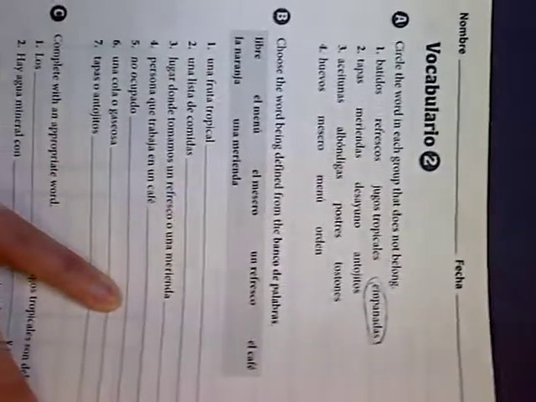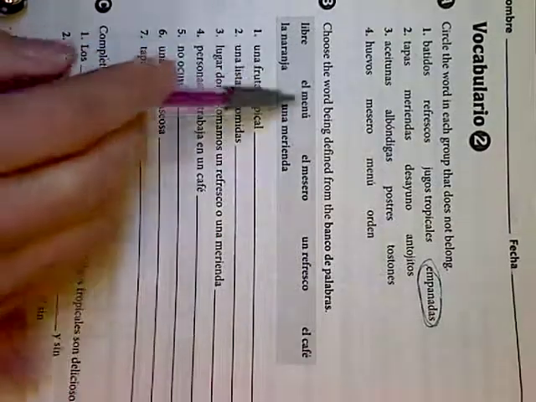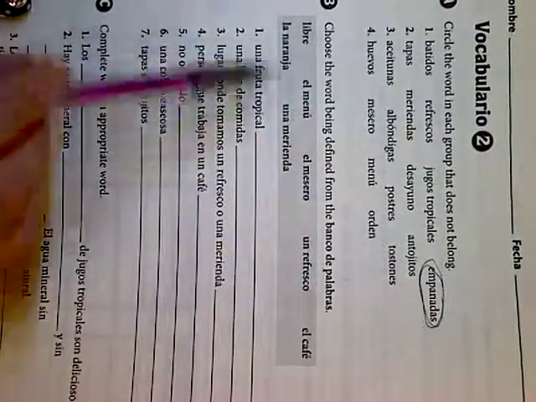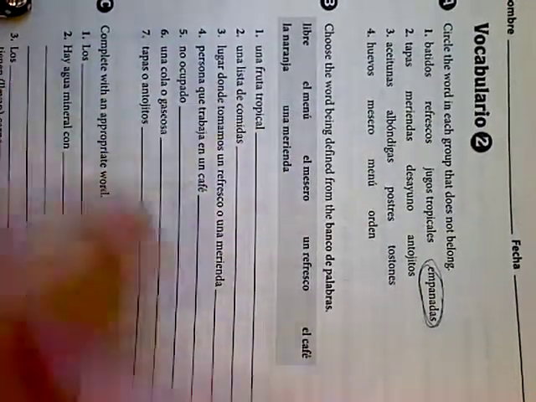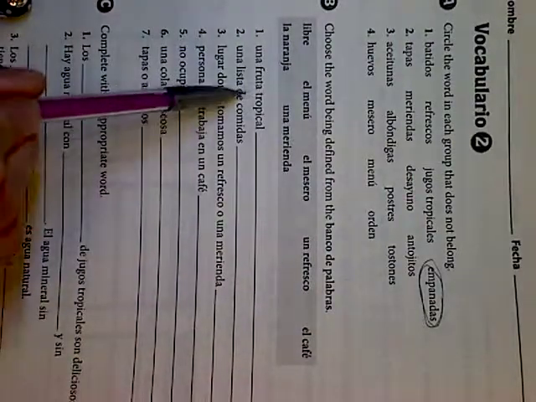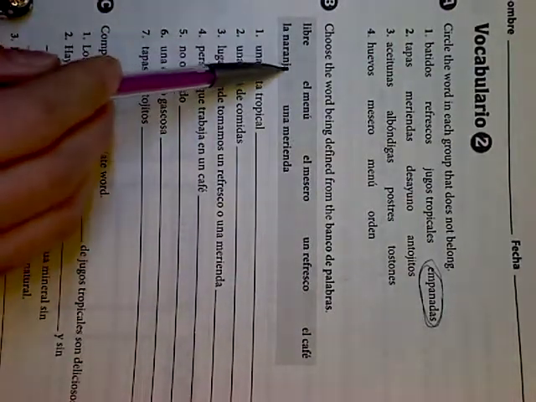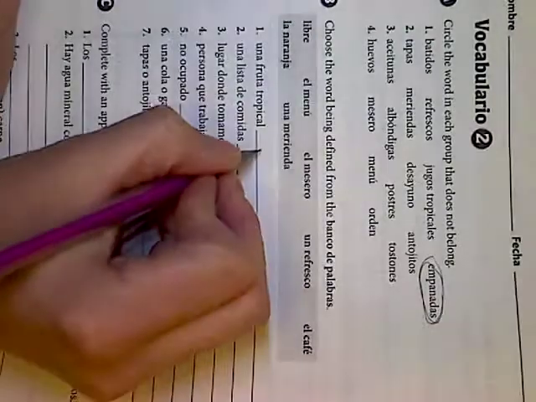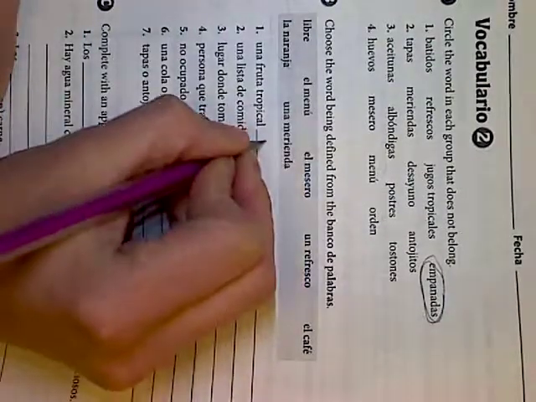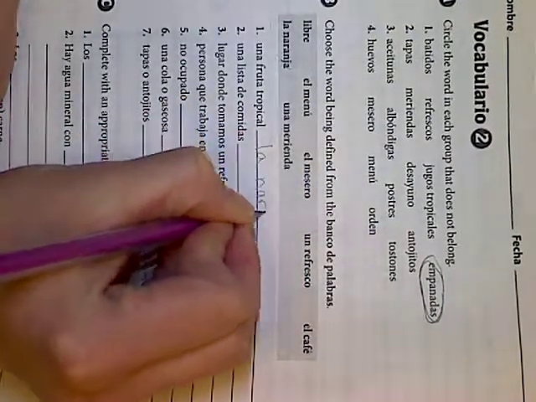The rest are drinks. In the next, they ask you to choose a word being defined in the banco de palabras. So una fruta tropical is a tropical fruit. The only tropical fruit that I see here is la naranja, which means orange. La naranja.